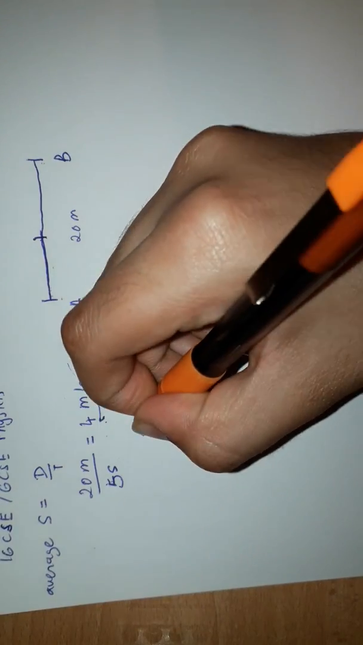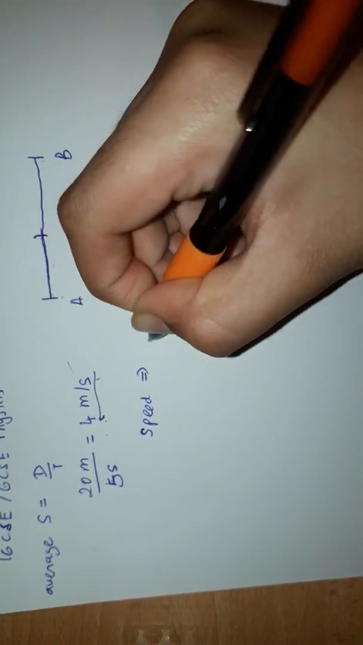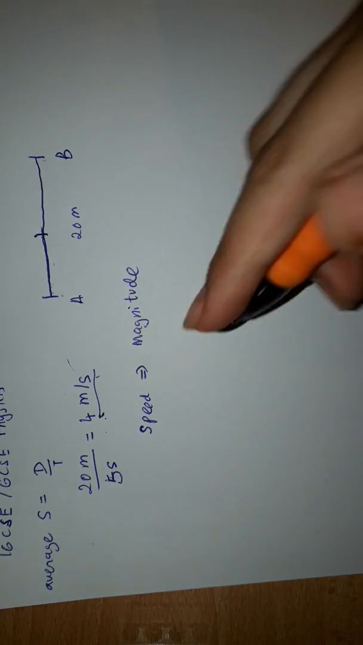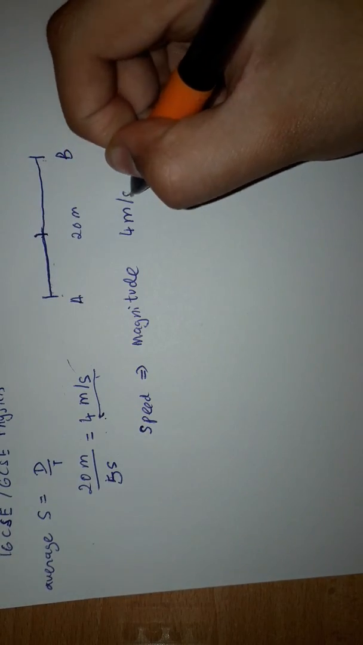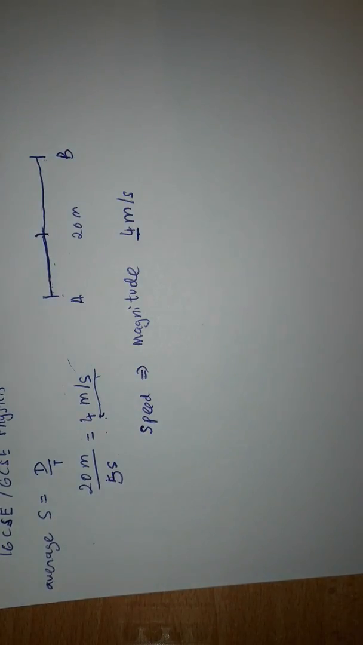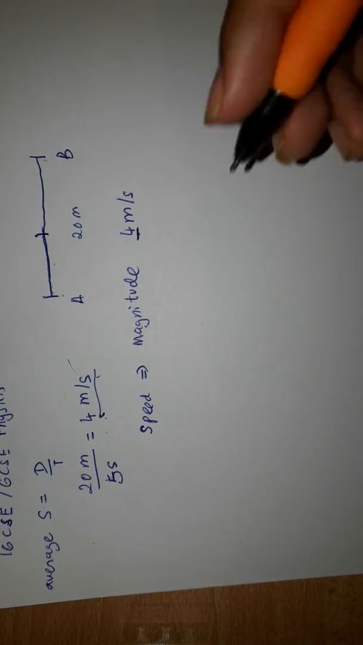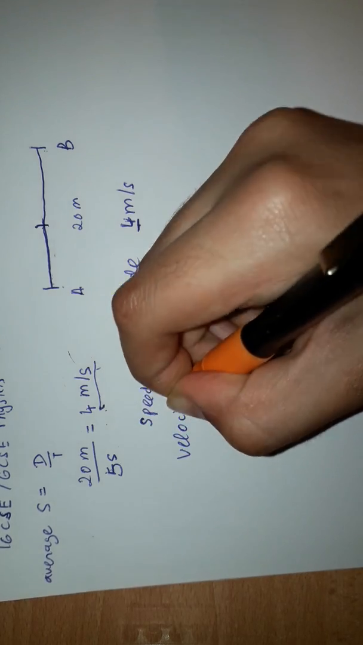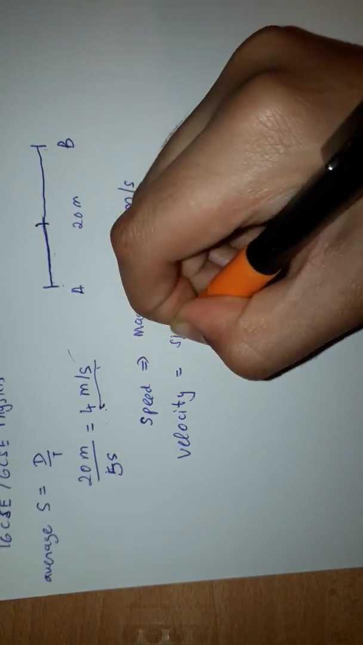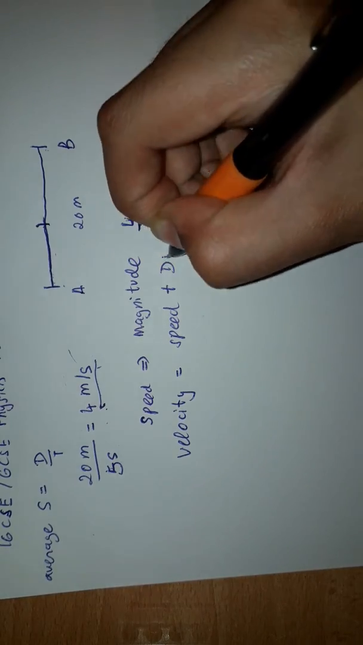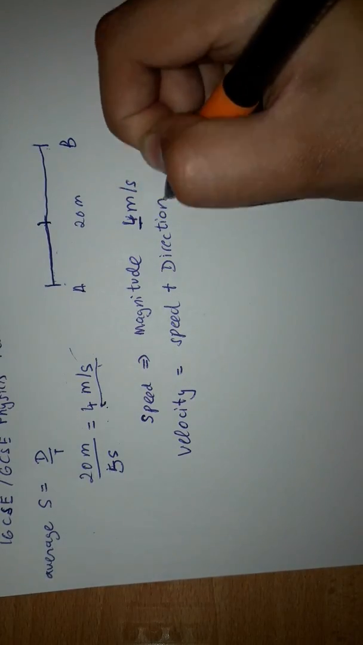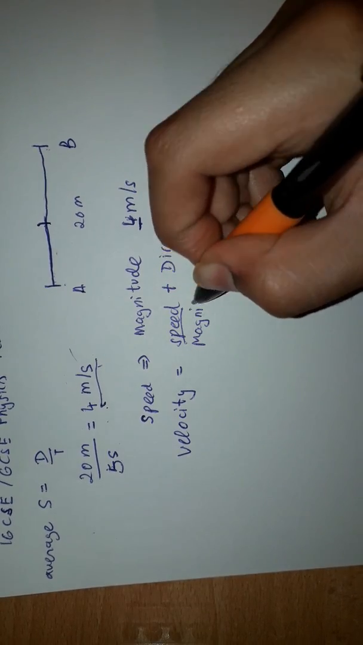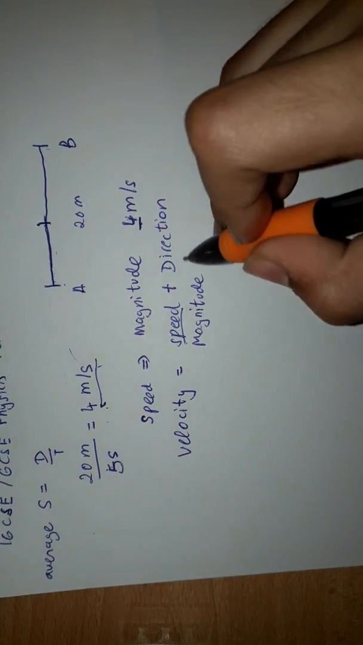Now speed is a magnitude, okay? Magnitude basically means a quantity. For example, 4 meters per second, if you just take 4, is a quantity. It's a quantifiable value, and we write it as 4. But velocity is basically speed plus a direction. Okay? Now, what is speed? Speed is a magnitude, like I told you. So velocity is magnitude and direction.